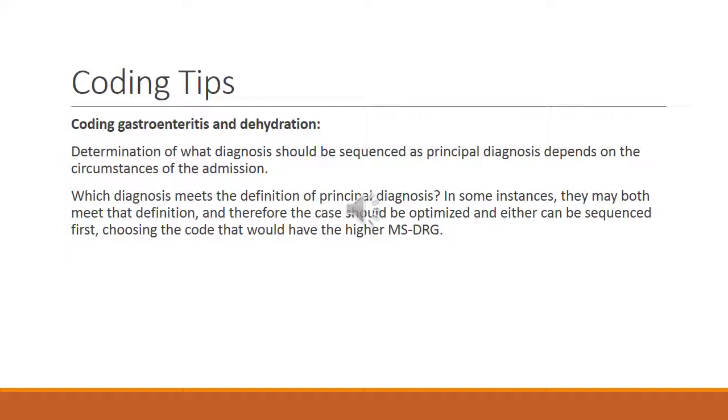Okay, now coding gastroenteritis and dehydration. Determination of what diagnosis should be sequenced as principal diagnosis depends on the circumstances of the admission. Which diagnosis meets the definition of principal diagnosis? In some instances, they may both meet the definition, and therefore the case should be optimized, and either can be sequenced first, choosing the code that would have the higher MSDRG.